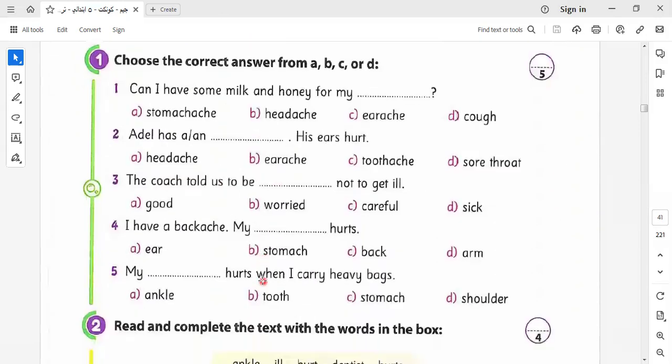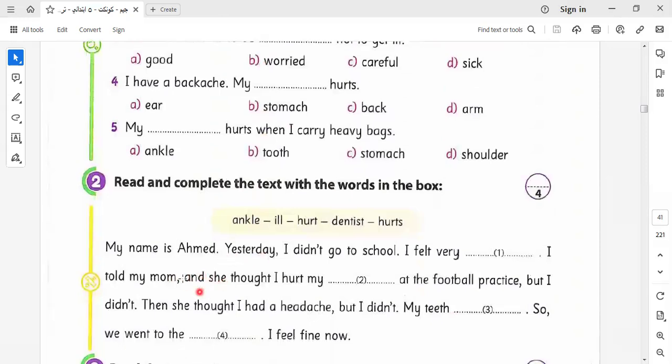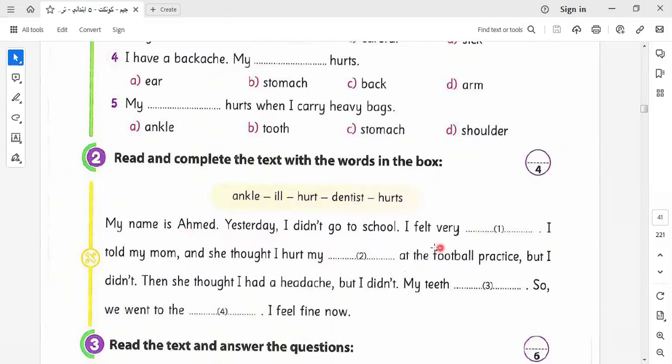Okay, let's do the exercise together. Here we have: My name is Ahmed. Yesterday I didn't go to the club. I felt sick. I feel very what here? Very ill.